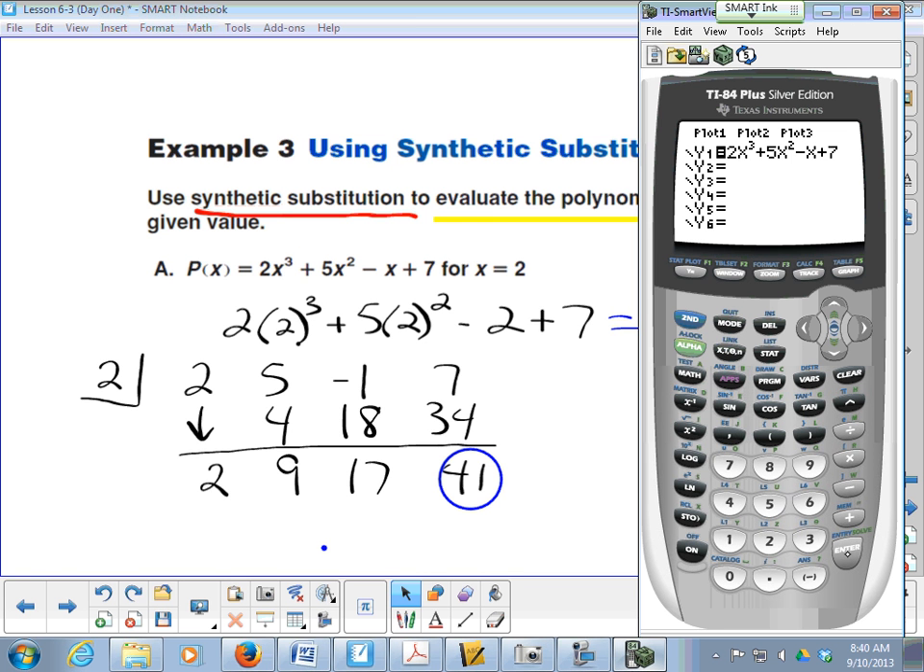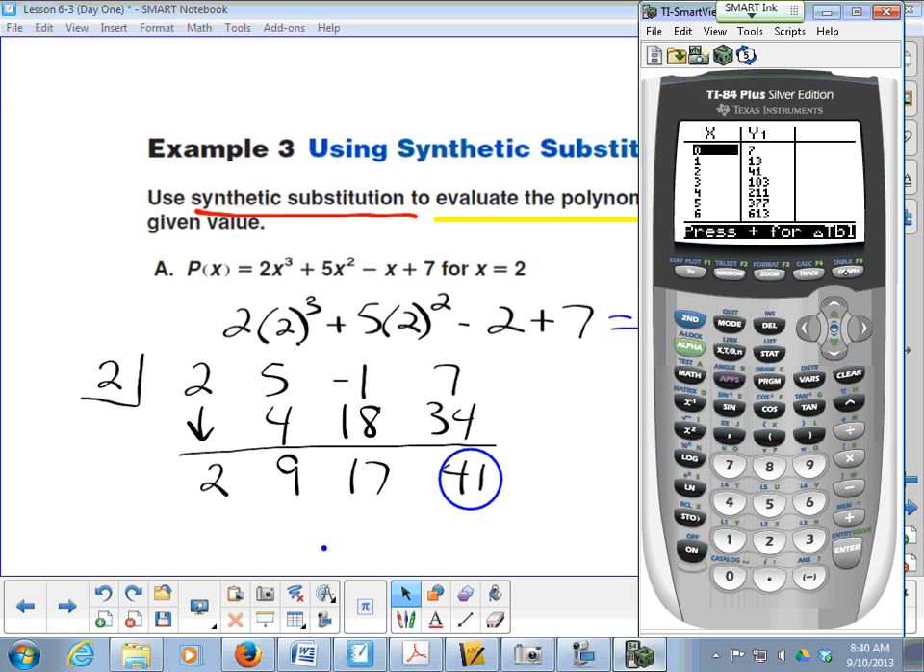Now I'm going to show you two things. One is, where can I find when x equals 2? In the table. I go to the table, second graph, and when x equals 2, y equals 41. Hey, there's that same number.